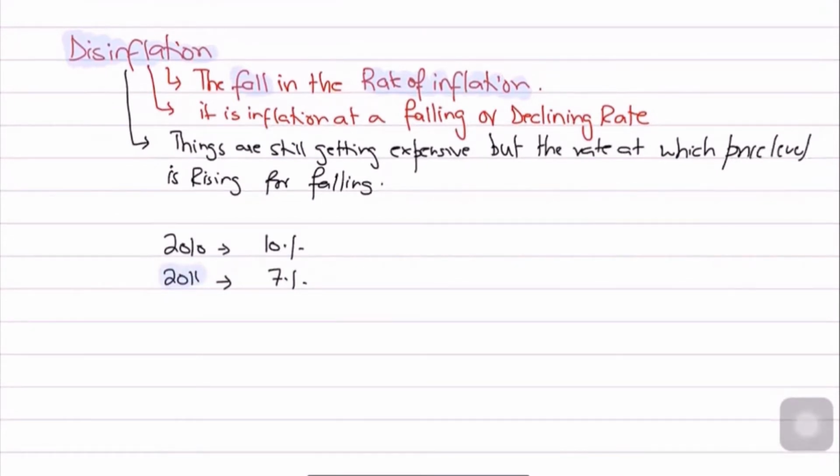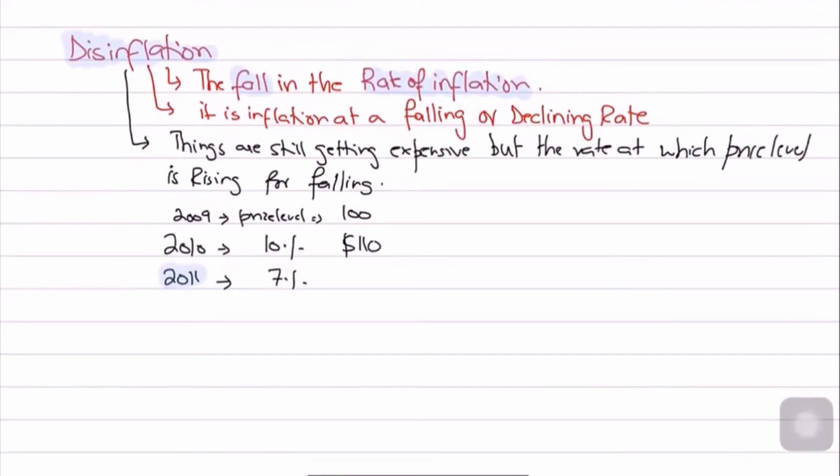See, you need to understand that let's assume that in 2009, the price level was 100, right? Let's suppose that the price level was 100. Now the rate of inflation increases by 10%, right? Which means that in 2010, things became 10% more expensive, which means that the price level rose to 110, right? Now in 2011, things became further expensive by 7%.